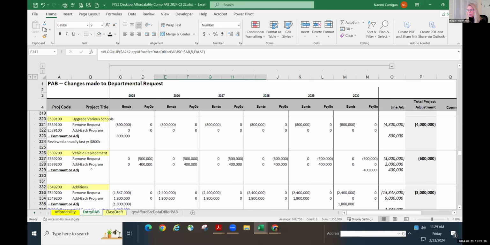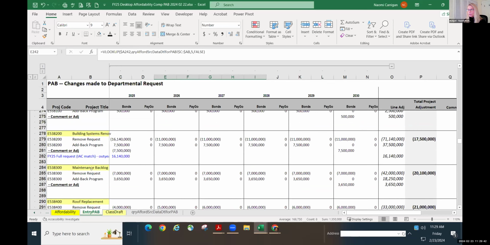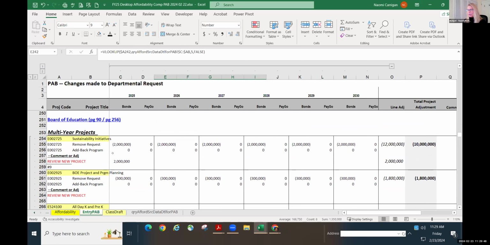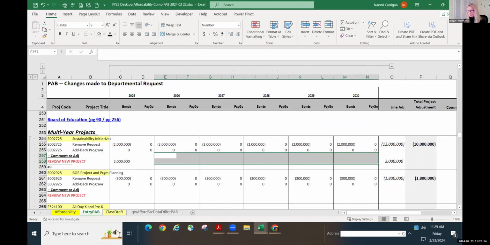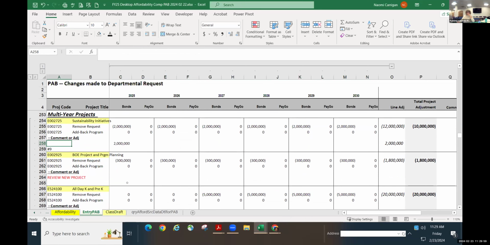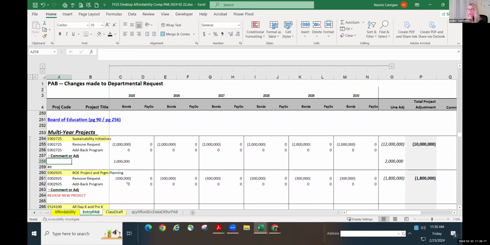Moving on to Board of Education, just a recap. Sustainability initiatives: you provided fiscal year 25, but cut the out years. That was their number 9. The next one is Board of Education, Project and Planning. That was removed. Board of Education starts on, I think, 256 of the one pager.